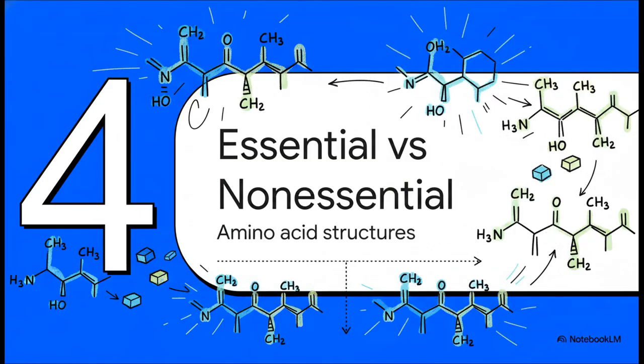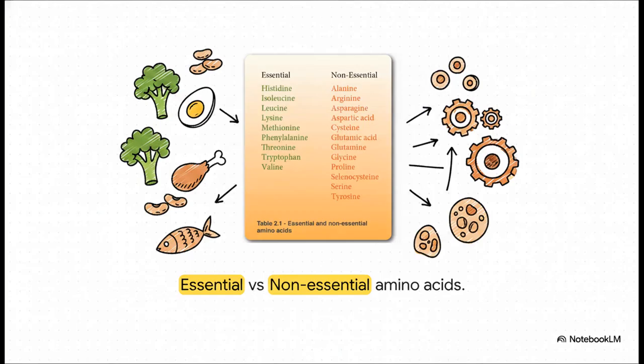Which brings us to Section 4, essential versus non-essential types. Remember those complete proteins we just talked about? Well, we categorize amino acids based on their structure to understand what our bodies can and cannot make. Take a look at the 9 essential amino acids on the left, things like histidine, leucine, and valine.